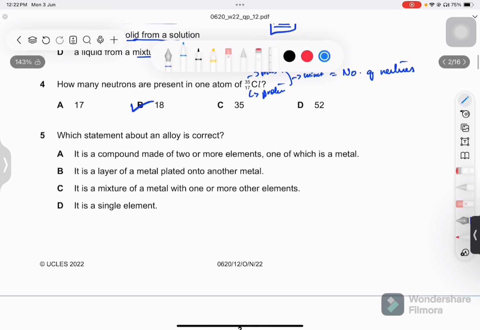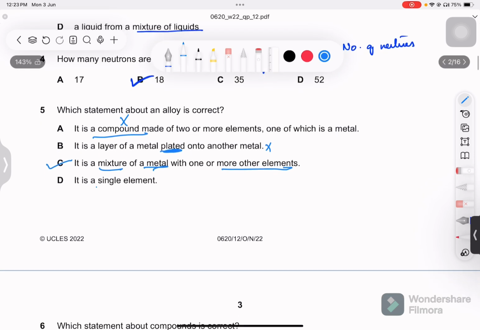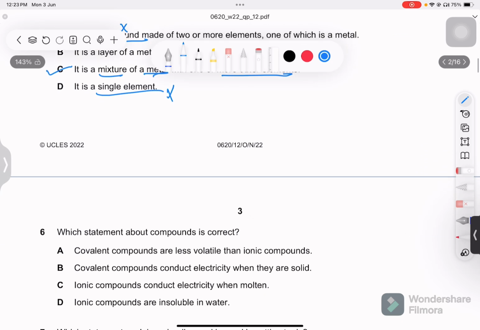Which statement about an alloy is correct? It is a compound? No, it is not a compound. It is a mixture. It is a layer of a metal plated onto another metal. No, that is not an alloy. It is just electroplating. It is a mixture of a metal with one or more other elements. Yes. So this is the textbook definition also written in your syllabus. So you should have a grip on this. It is a single element. No. Then why would it be an alloy?